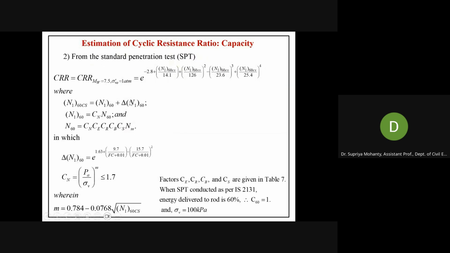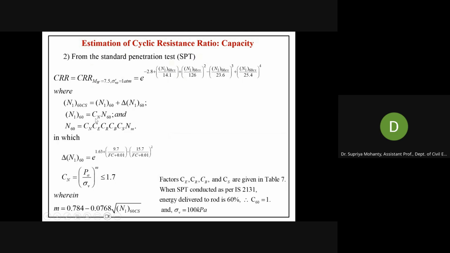In your SPT test, the n value depends on many factors: how much energy has been transferred, what type of rod you have used, the length of the rod, the diameter of the borehole, and the sampler type. So many factors are there. That's why we need to apply these correction factors to get this N60. All these factors have been mentioned in table number 7. So depending on your hammer type, rod length, borehole diameter, and sampler type, you can get N60.